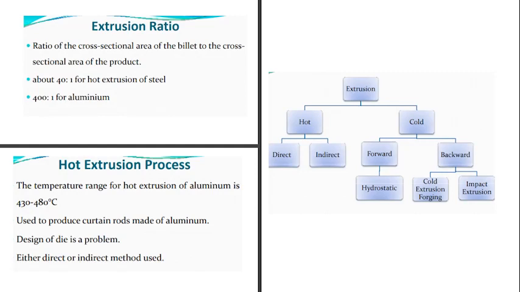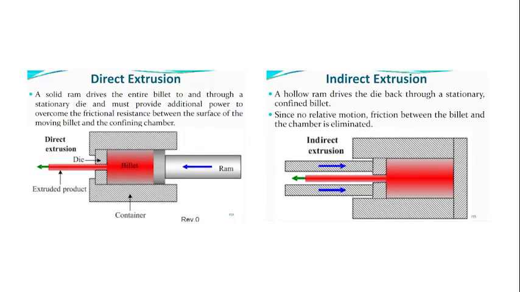Then what is hot extrusion? There is one temperature range for that, it will be above room temperature. Then what is direct, what is indirect? In direct extrusion, we are giving a push force to the billet. So you can say your billet will be moving, right? You are moving your billet through a die. Your billet will flow through this cavity. What is happening in indirect extrusion? Again, you are giving pushing force only, but here your billet is stationary. It is not moving. So there will be no relative motion between the billet and your die.